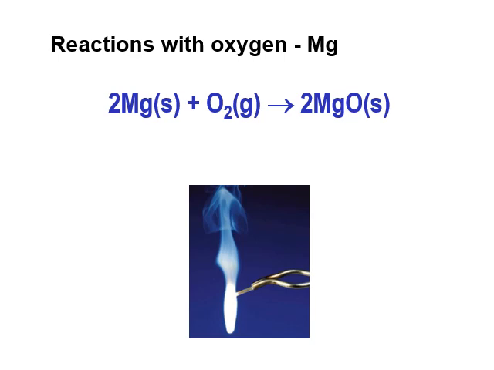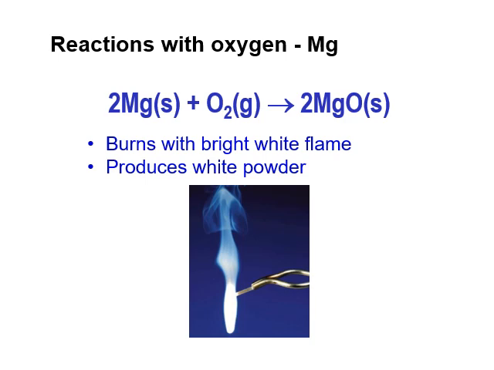Here's a reaction for magnesium with oxygen. So this burns with a bright white flame. You will likely have seen this when you've put strips of magnesium in the Bunsen and you're probably told not to look at it directly. It burns with a very, very bright white flame. It produces a white powder of magnesium oxide.